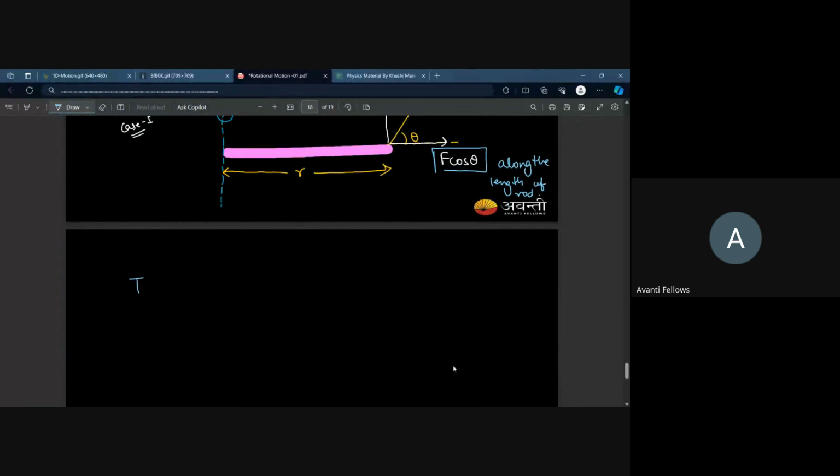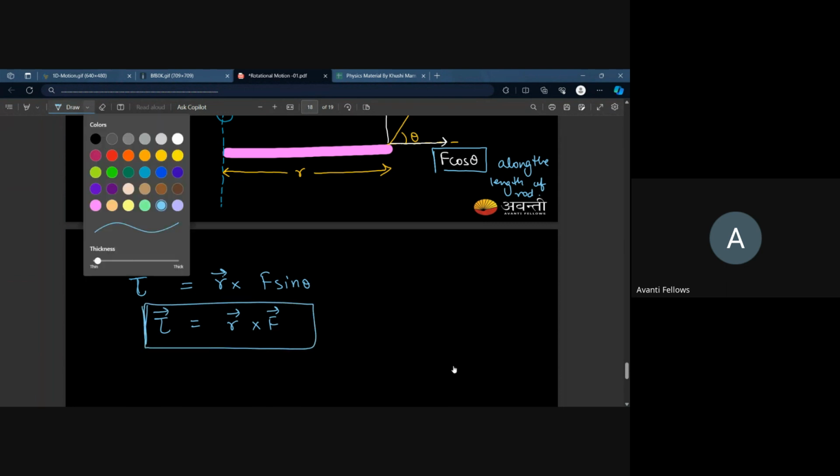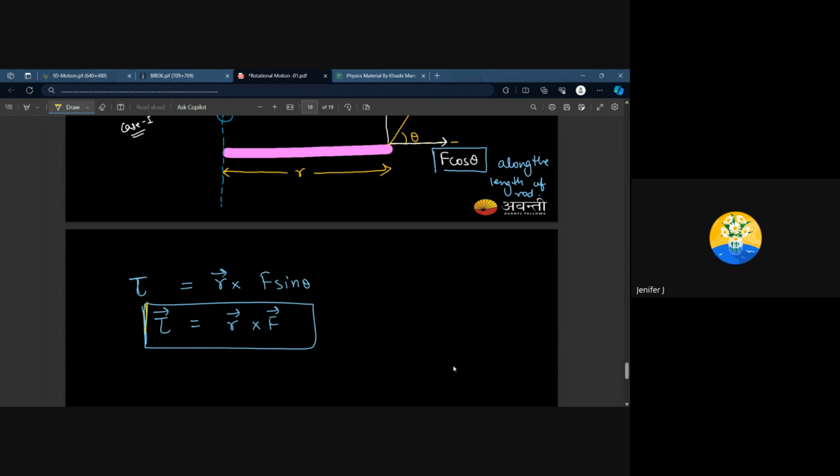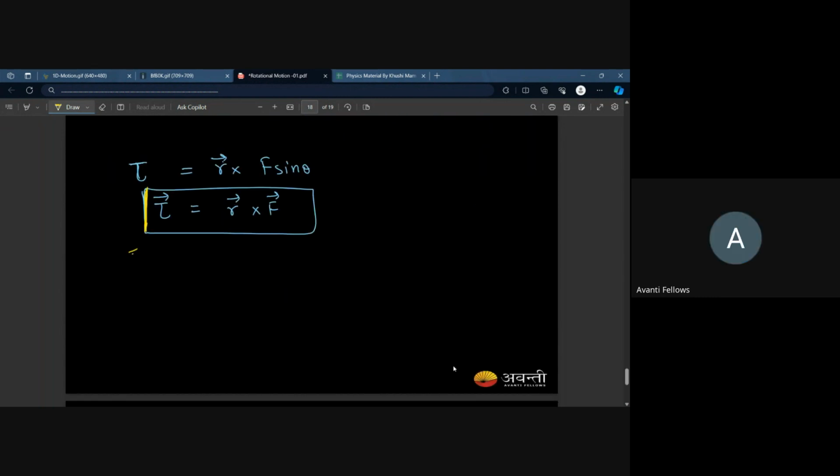That's why the torque can be represented as R into F sin theta. R is also a vector quantity, F is also a vector quantity, and that's why you can write it as R cross F. This is the torque. Is it okay now? Yes, ma'am. So basically, this is the definition. Torque is R cross F. The magnitude of torque would be RF sin theta.